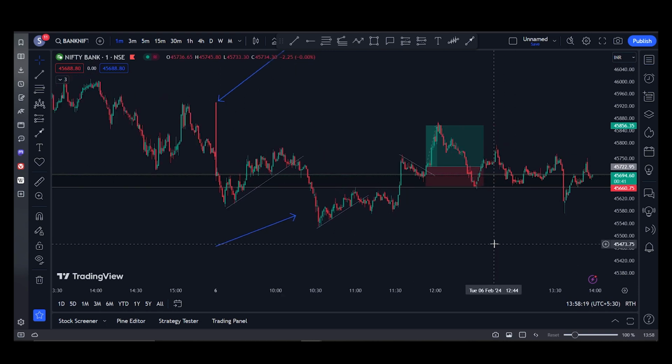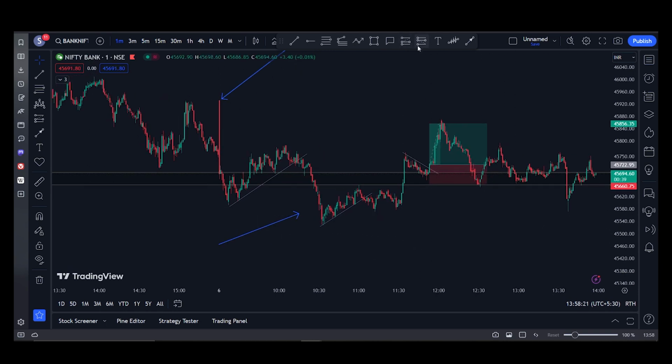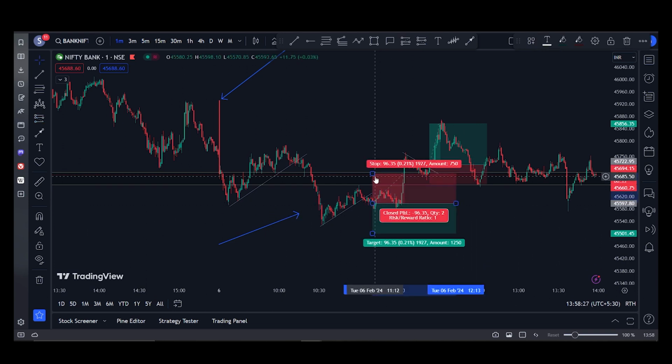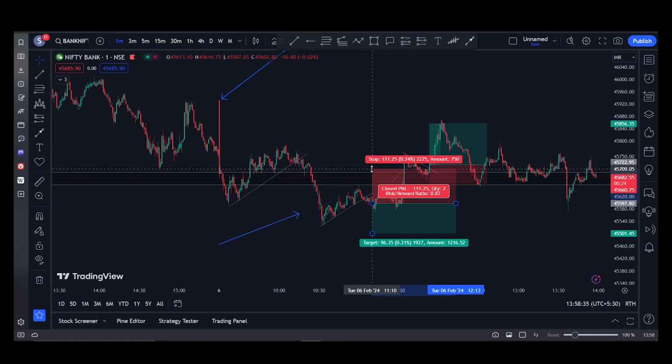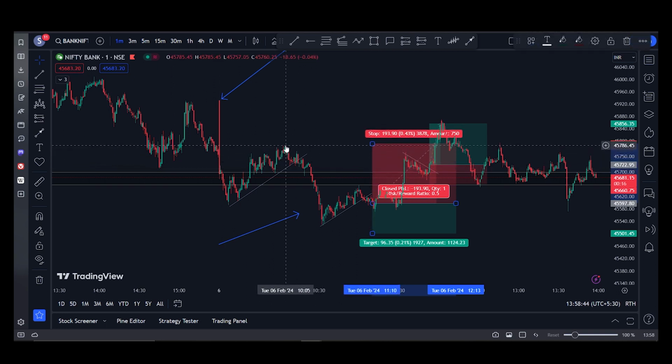What might the majority of the retailers have done? Let's think from the retailer's perspective. They might have taken the sell side trade somewhere over here. Some impatient retailers might have kept the stop losses just above this level, and some smart retailers might have kept the stop losses somewhere over here. And there are some over smart retailers, I can call them. They will definitely keep the stop losses over here above this particular swing high.